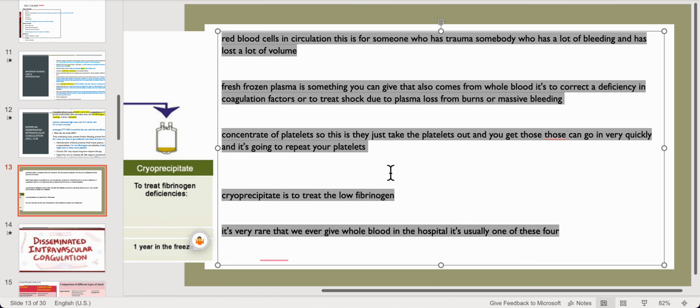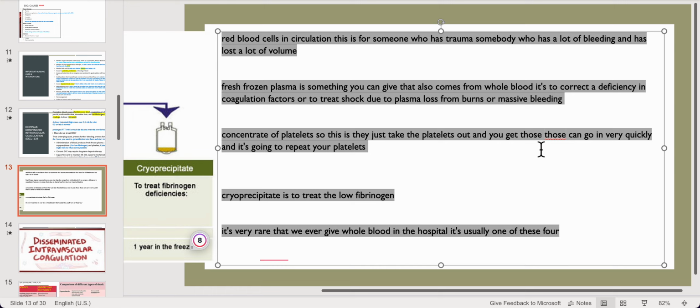Red blood cells in circulation. This is for someone who has trauma, somebody who has a lot of bleeding and has lost a lot of volume. Fresh frozen plasma is something you can give that also comes from whole blood. It's to correct a deficiency in coagulation factors or to treat shock due to plasma loss from burns or massive bleeding.